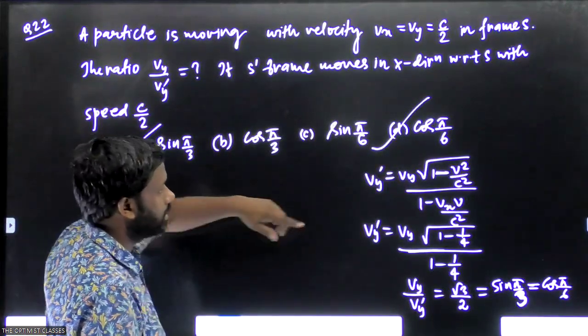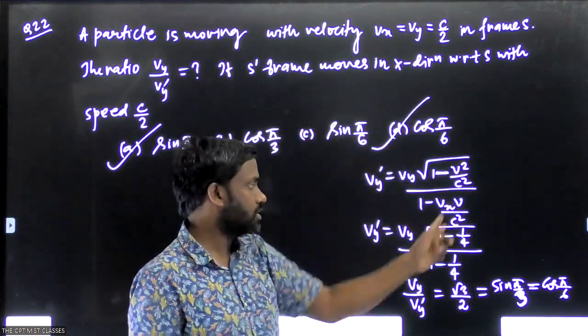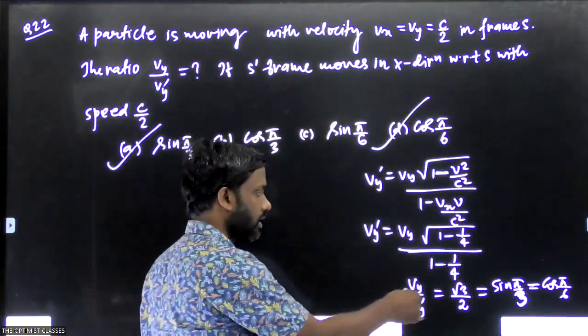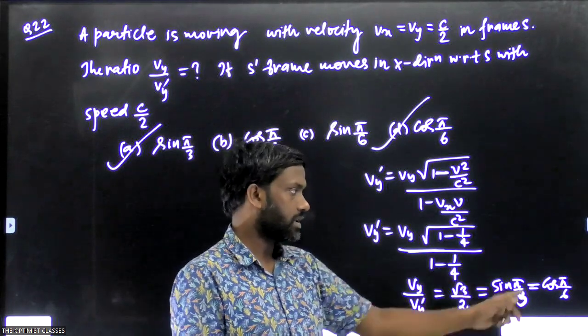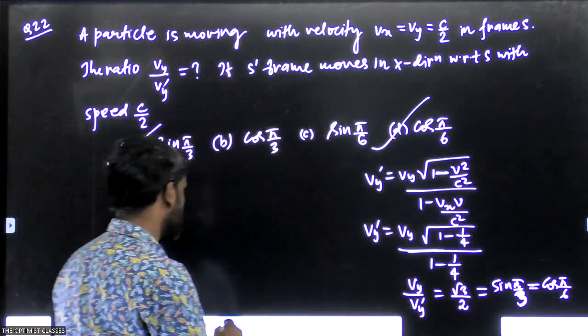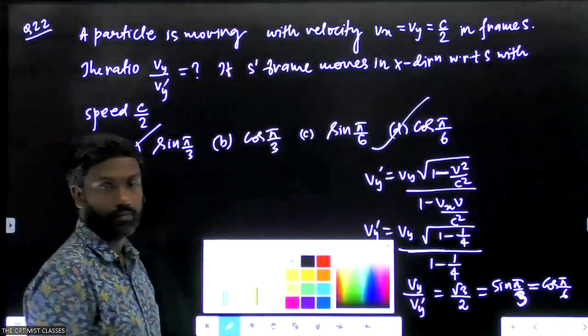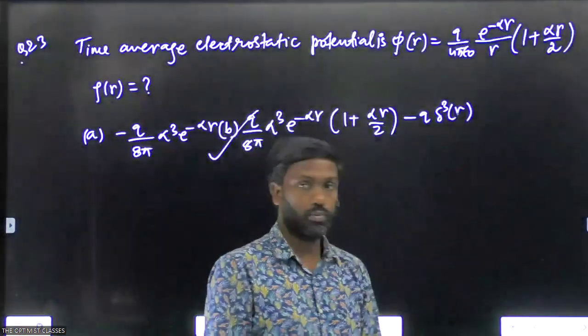Okay, and Vx is given to be c by 2 here. So you put all these things. From here you are getting Vy by Vy prime is equal to root 3 by 2, which can be written as sine pi by 3 and cos pi by 6 also. So perhaps it has two correct options. So these two should be correct options.